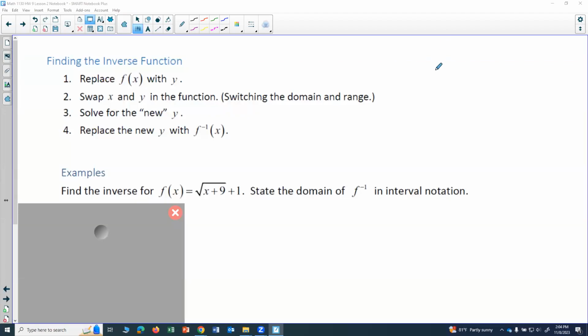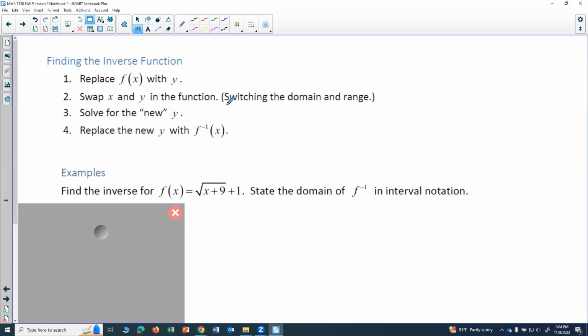In this video, we look at the steps for finding the inverse function. First, you replace f of x with y. Then you swap x and y in the function.